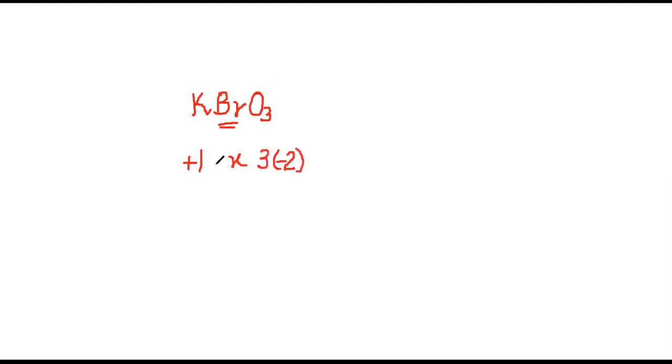Okay, students. So it is a neutral compound, so the sum of all the oxidation numbers must be equal to 0. So plus 1 plus X minus 6 is equal to 0. X minus 5 is equal to 0. X is equal to plus 5.